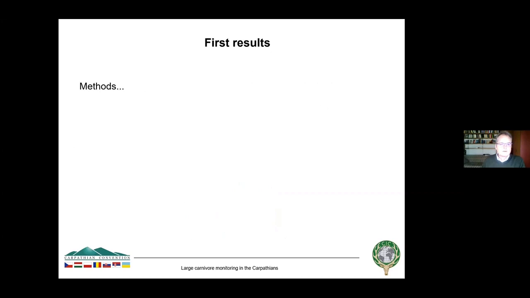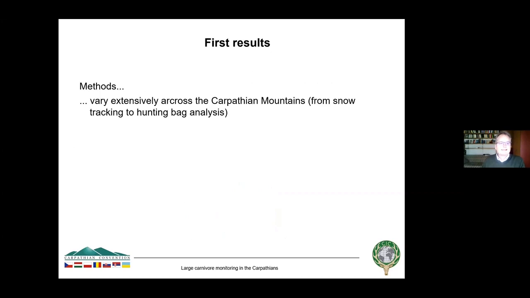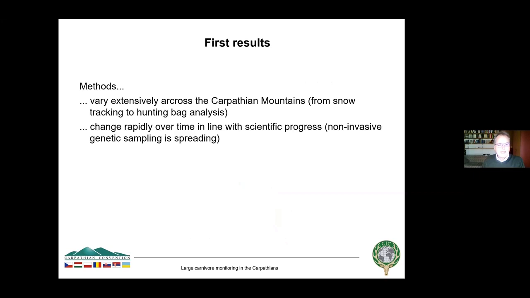So the first results, if you talk about methods, they vary extensively across the Carpathian Mountains, from snow tracking to hunting bag analysis, everything in between, including also genetic sampling. And they changed rapidly over time in line with scientific progress. For example, non-invasive genetic sampling is spreading also in the Carpathians, so numbers are difficult to compare between the years or decades.